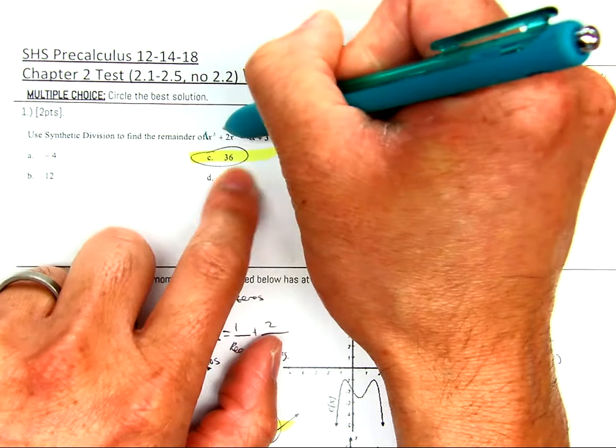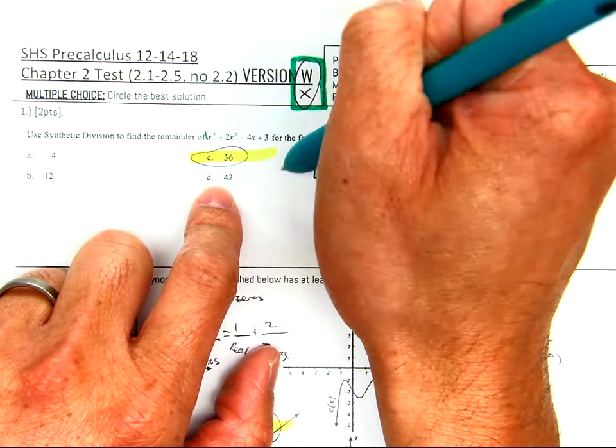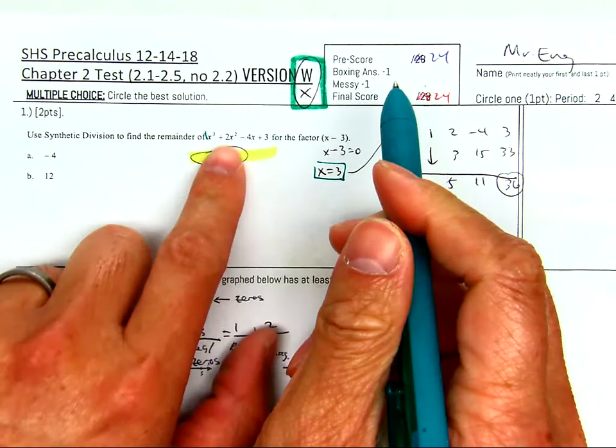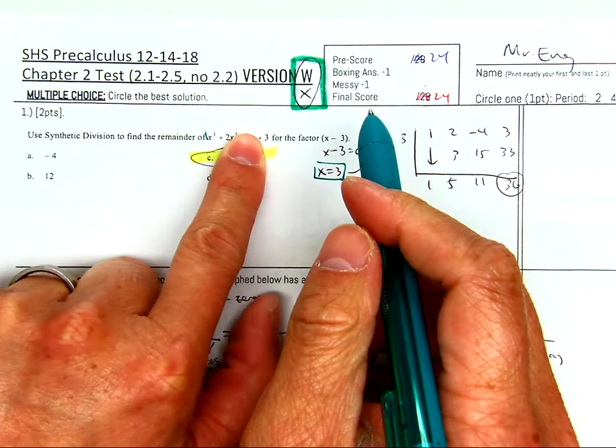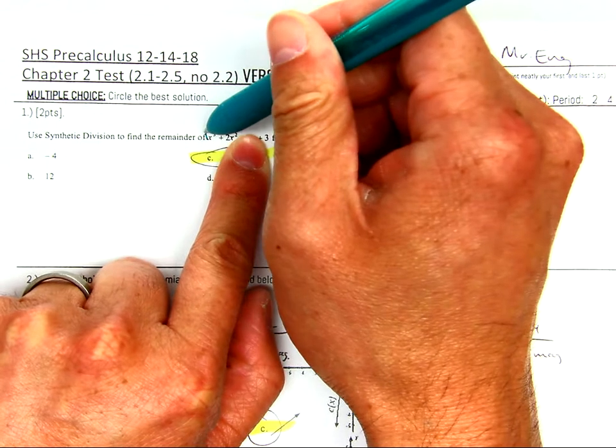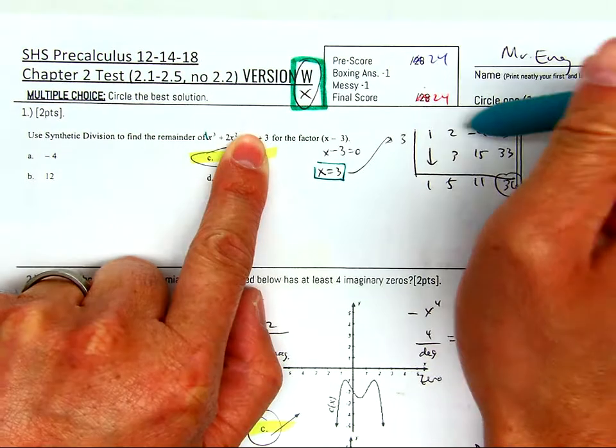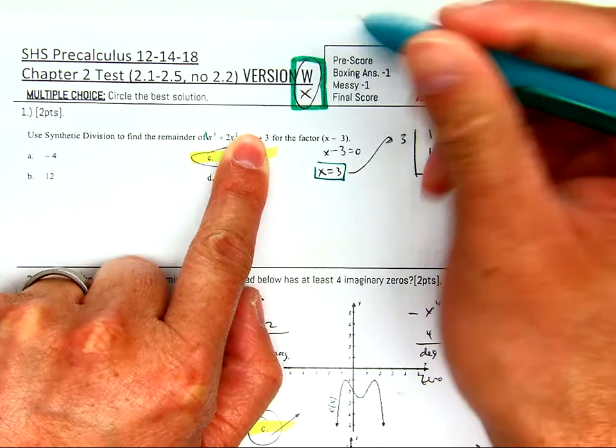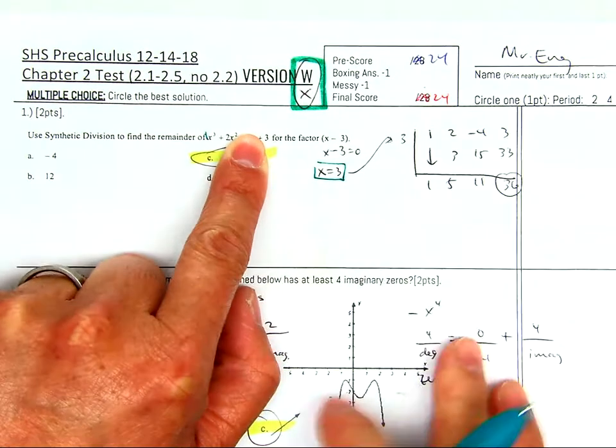Remember, if you are missing a term, you're going to have to do a placeholder. So for example, if I put my finger over -4x, that would be 1, 2, 0, and 3. So the placeholder would be 0x if I covered up that part.